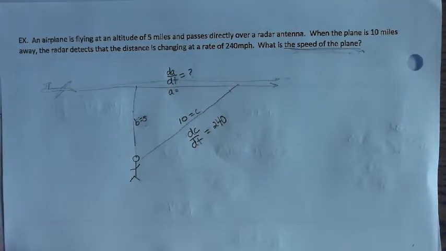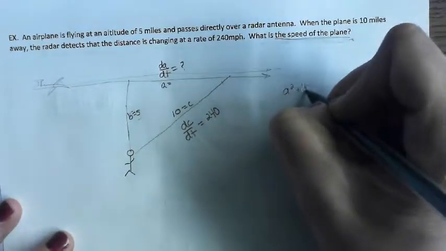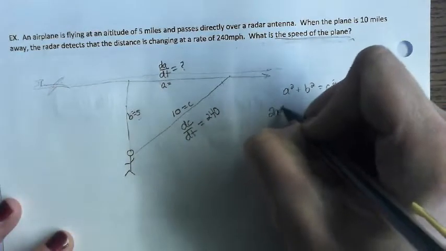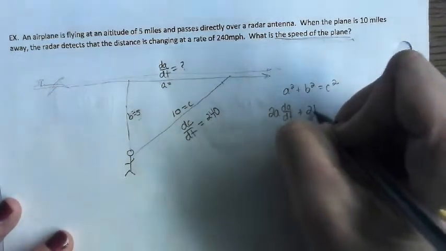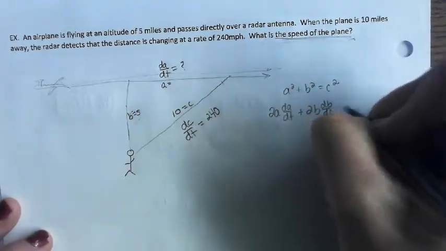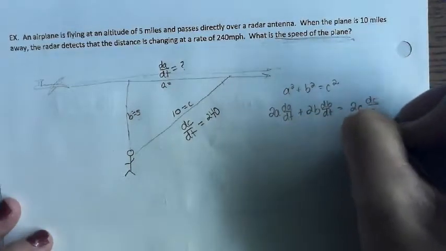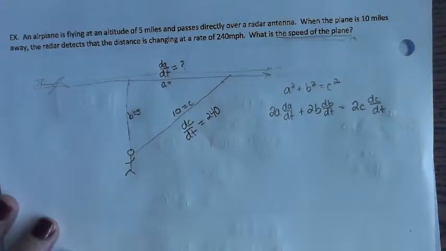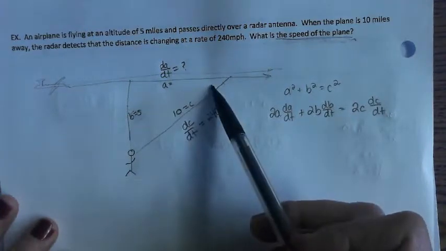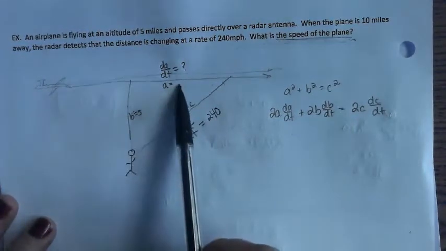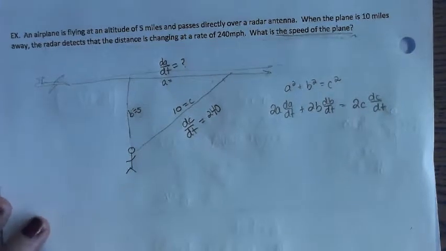So what formula are we going to derive here? Pythagorean theorem. So a squared plus b squared equals c squared. 2a dAdt plus 2b dBdt equals 2c dCdt. And at the moment that this is 10, we're still missing a couple things. We don't have an a value and we don't have dBdt. So before we jump into this, how can we find it? Kyle, can you tell me what one of those equals?